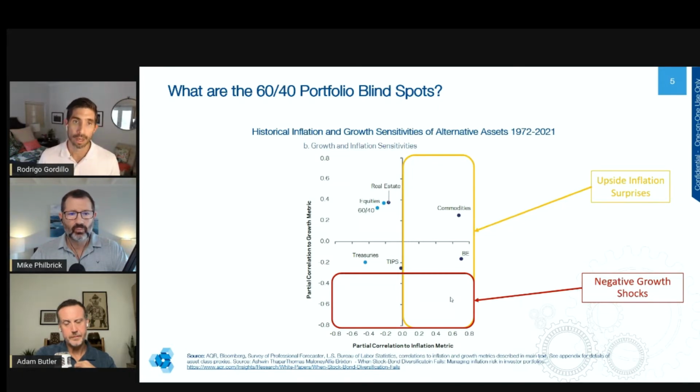And when you examine where everybody largely is, we just talked about real estate. We talked about 60-40. We could add private equity in here. We could add private credit. They're all going to live in that top left. They're going to be highly correlated to a disinflationary growth environment, right?